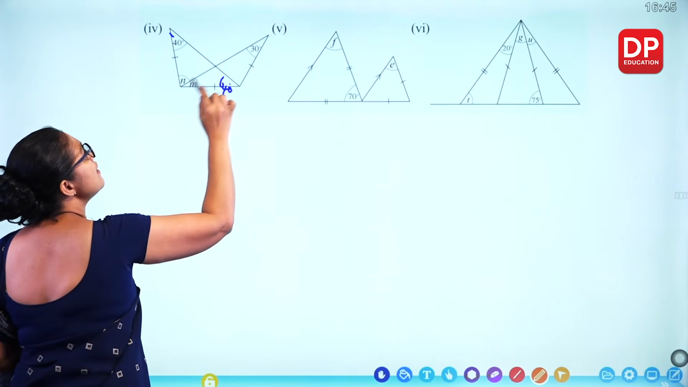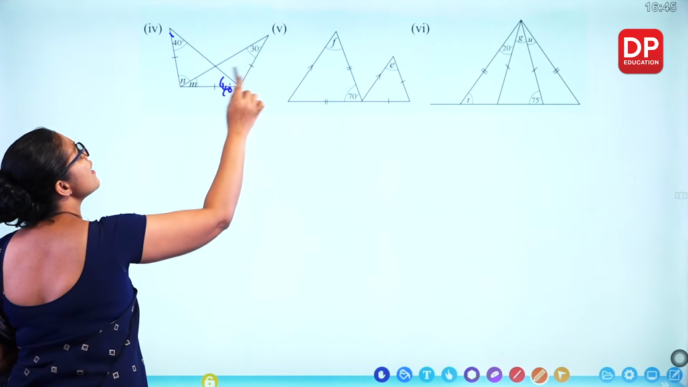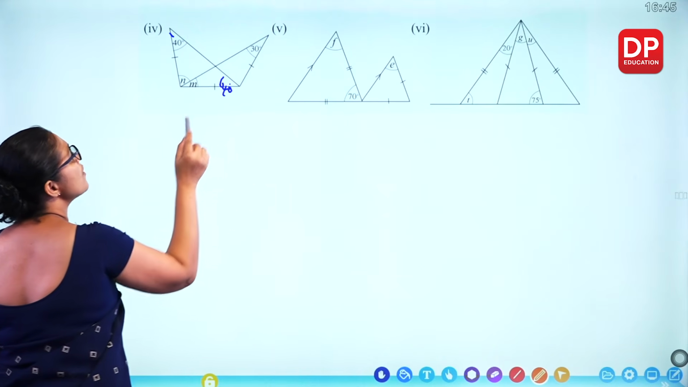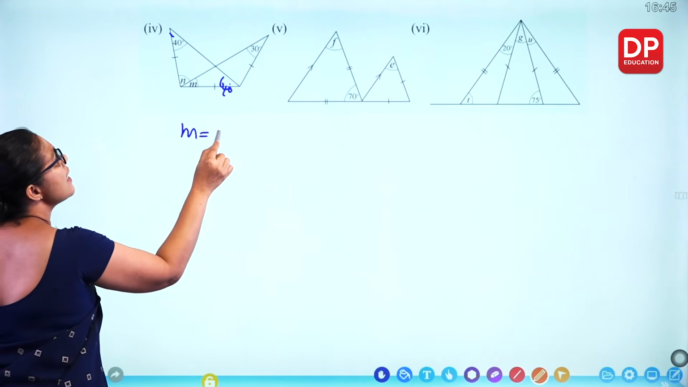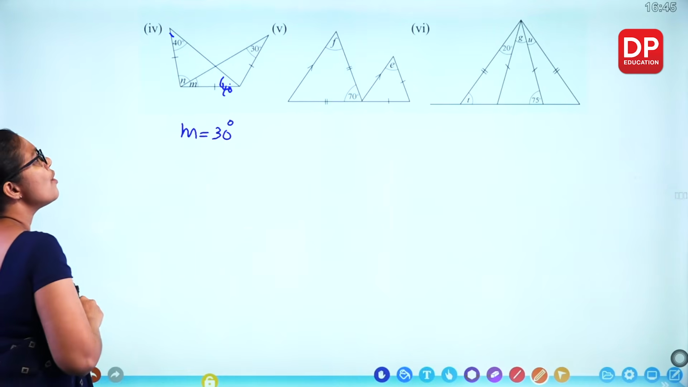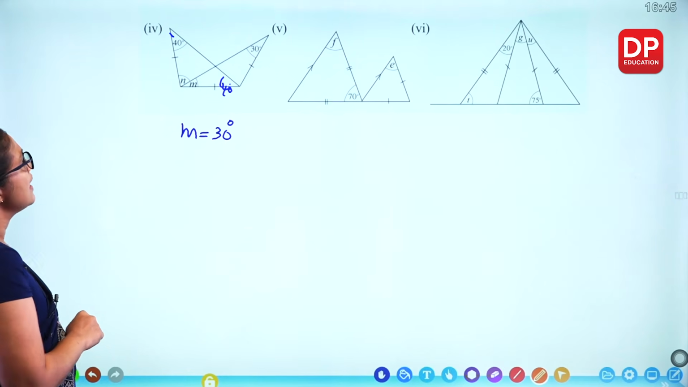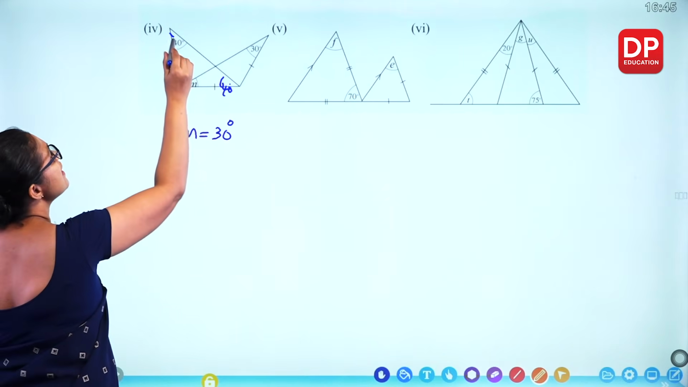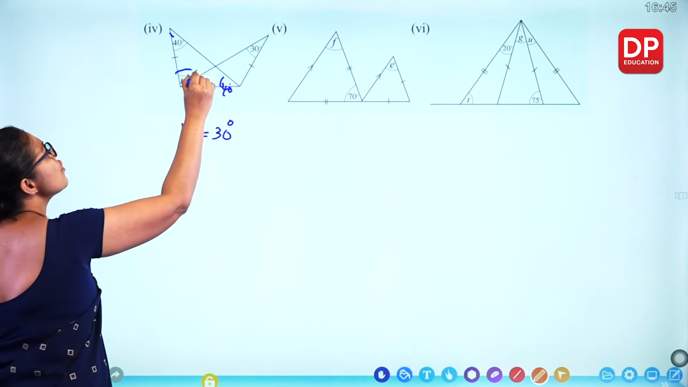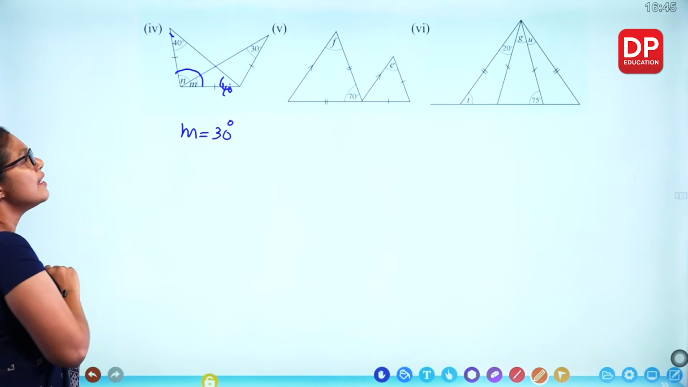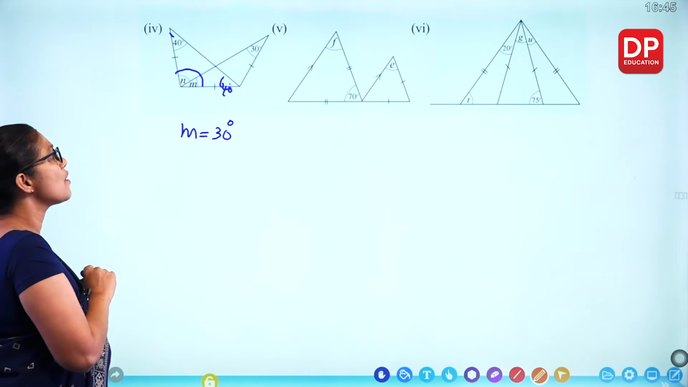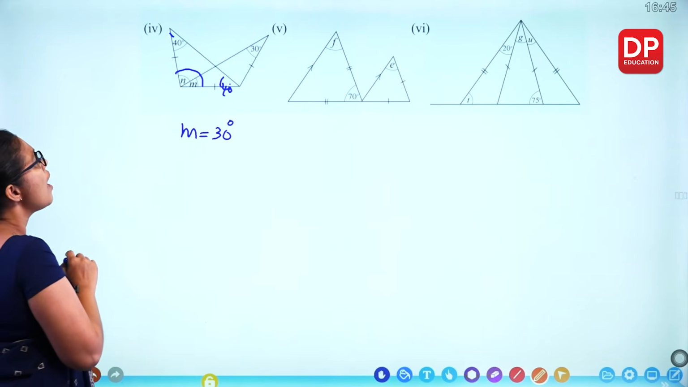In this triangle, these two lengths are equal, so these should be equal. Straight away you can write M is equal to 30. So, how can we find out N? Here this is 40, this is 40. What should be this angle? You can use the fact that the sum of angles of a triangle is equal to 180.